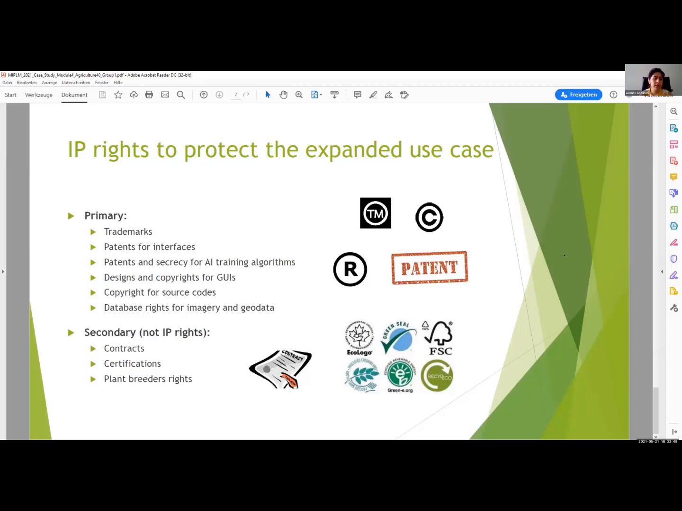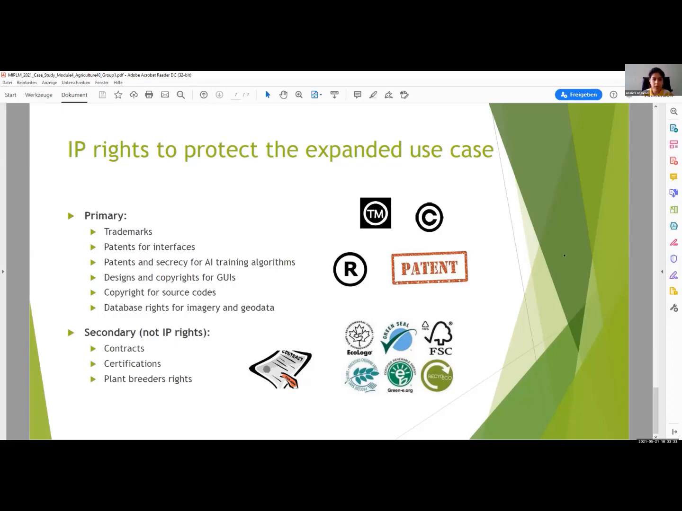For protecting the expanded use case, we can go beyond IP mechanisms. For example, using contracts for licensing and technology transfer, and also including secrecy clauses in those contracts. Certificates here can help with standard setting and building trust among manufacturers, suppliers, and all affiliates and potential affiliates in interoperability features of the expanded use case.